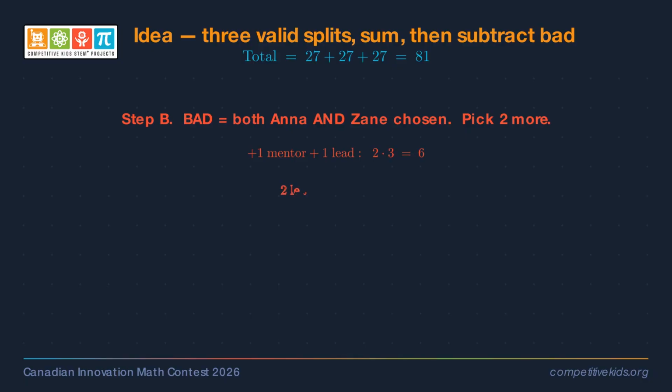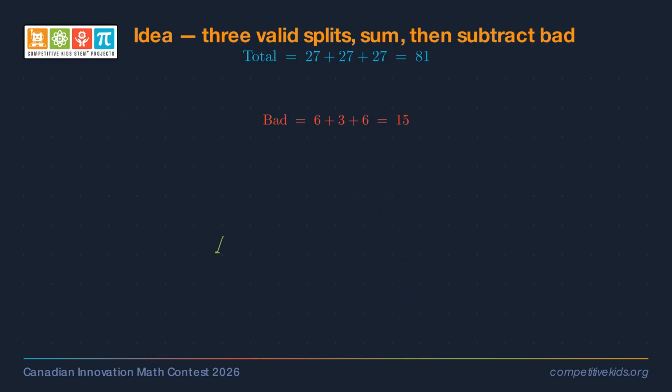2 club leads, 3 choose 2 equals 3. 1 club lead and 1 more athlete, 3 times 2 equals 6. Bad committees: 6 plus 3 plus 6 equals 15. So the answer, 81 minus 15, equals 66 committees.